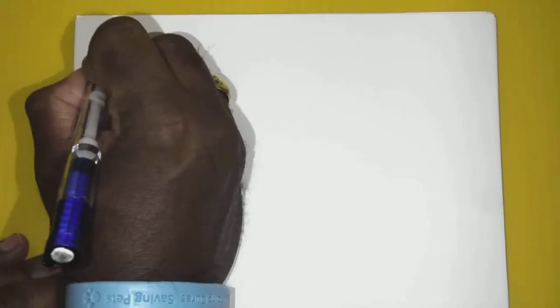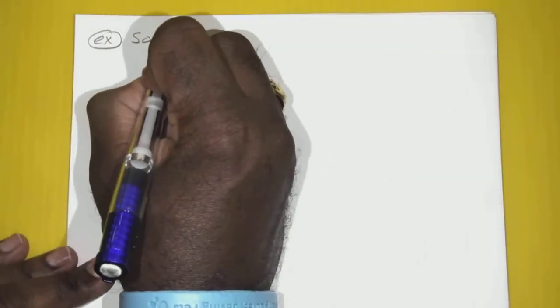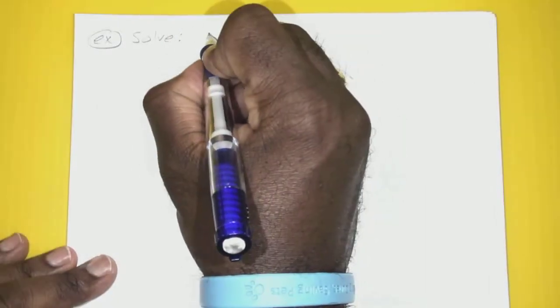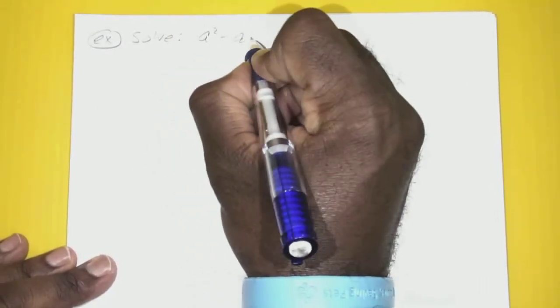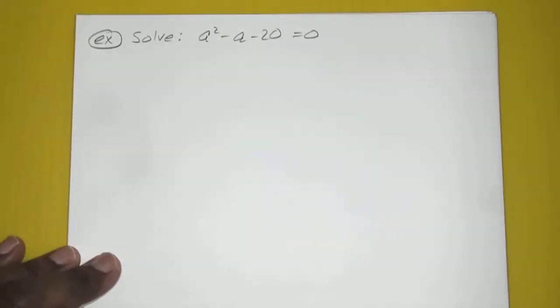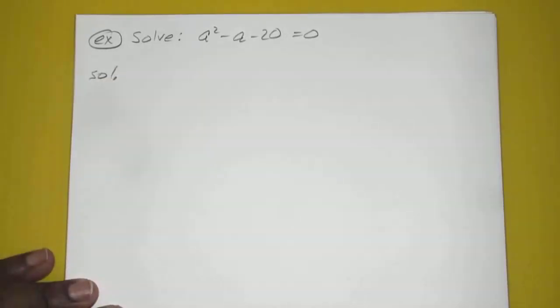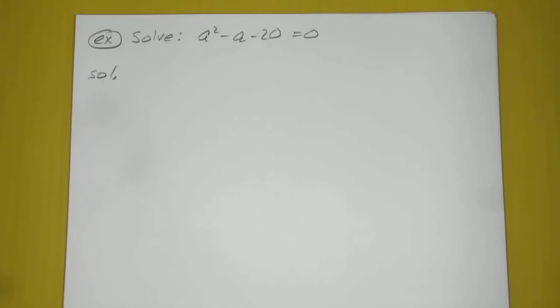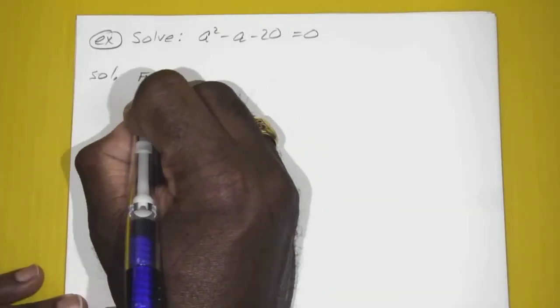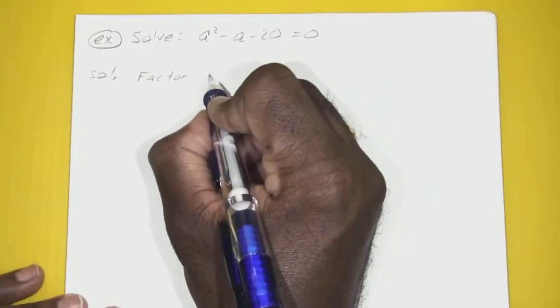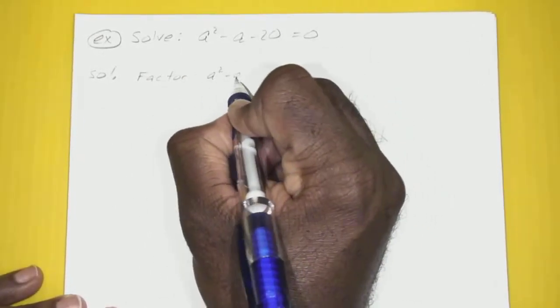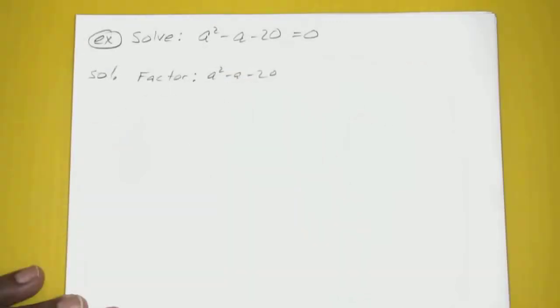Okay, so let's say we wanted to solve a squared minus a minus 20 equals 0. Now, unlike the ones before, this one's not factored for us. So all we have to do is factor the left-hand side. So we're going to factor a squared minus a minus 20.